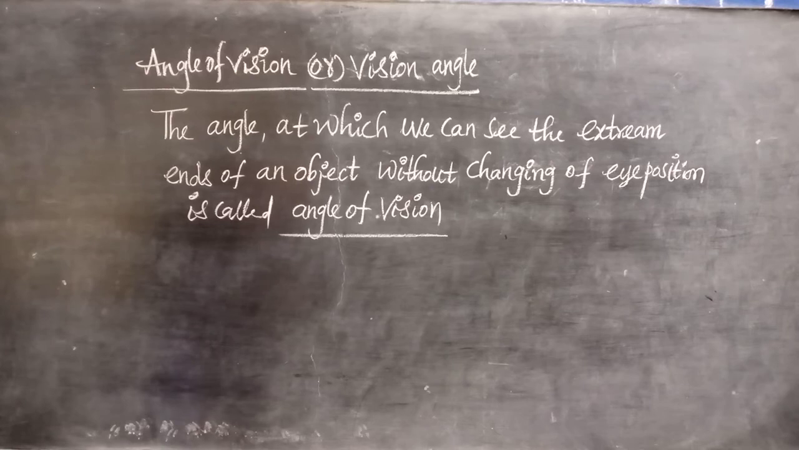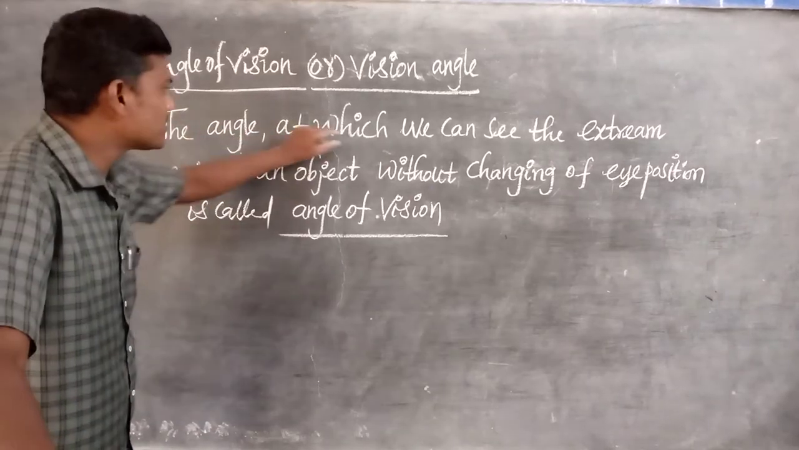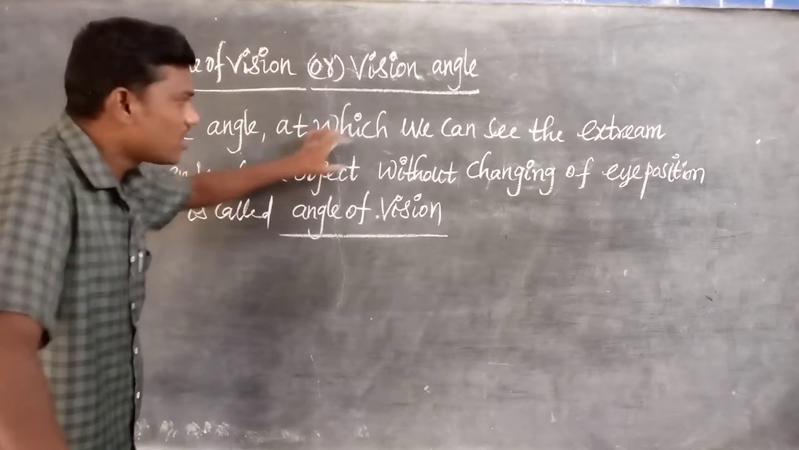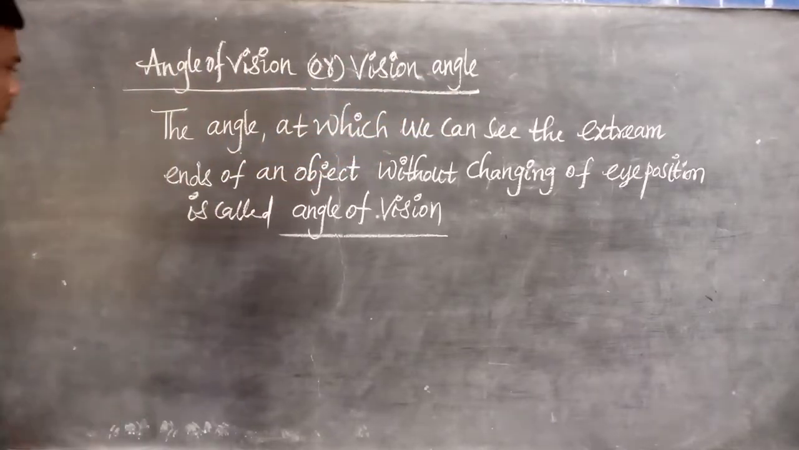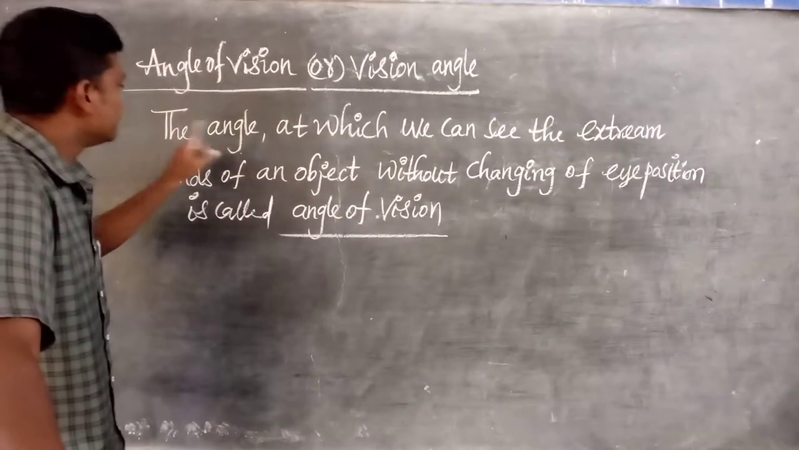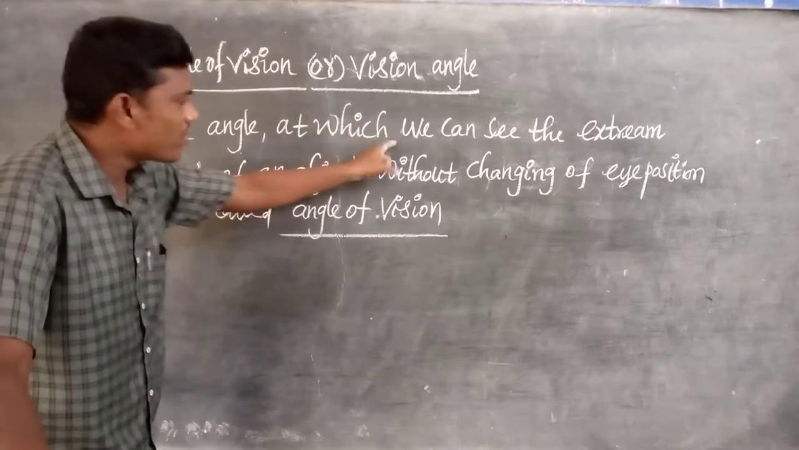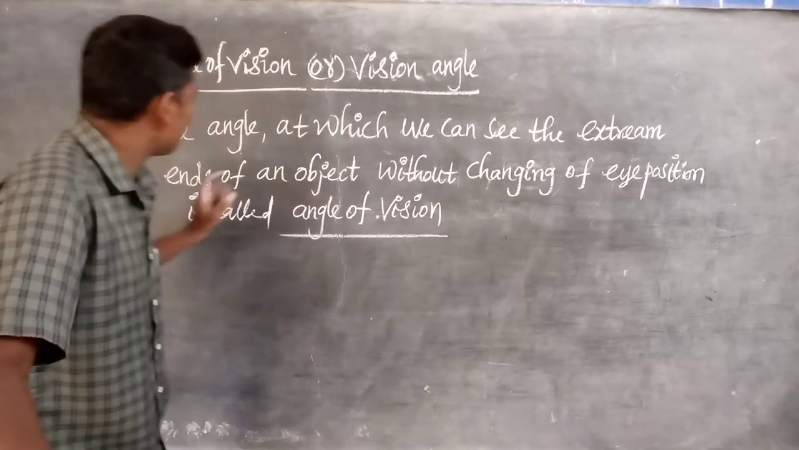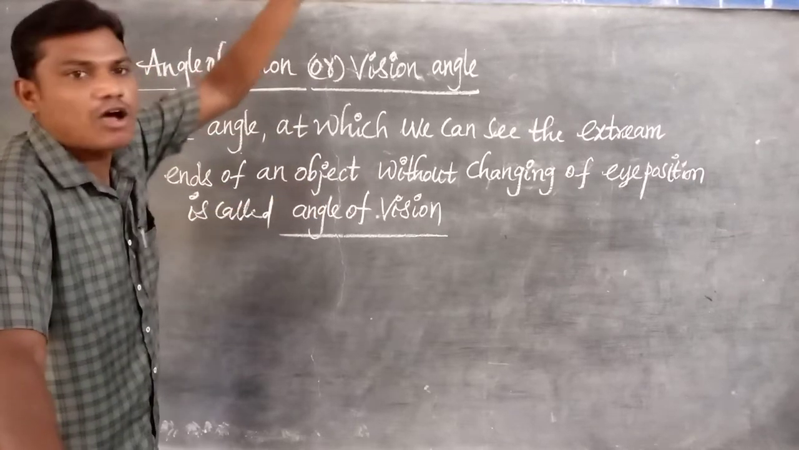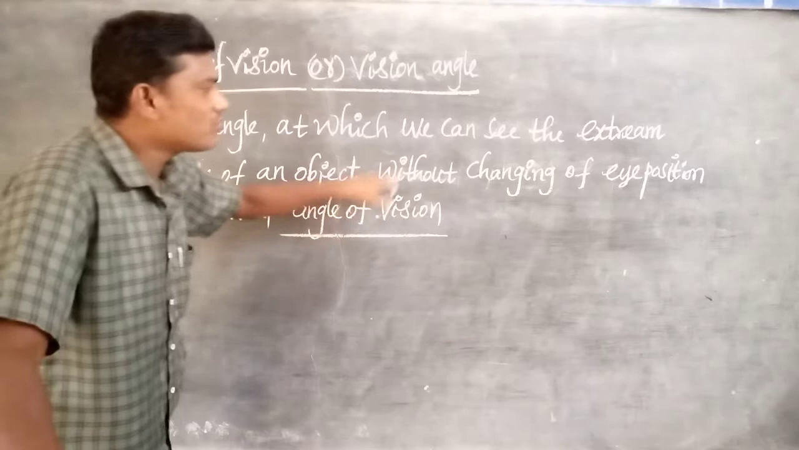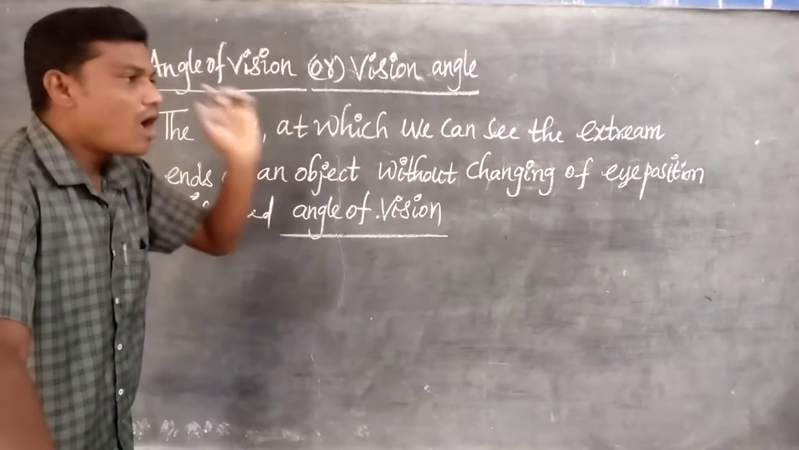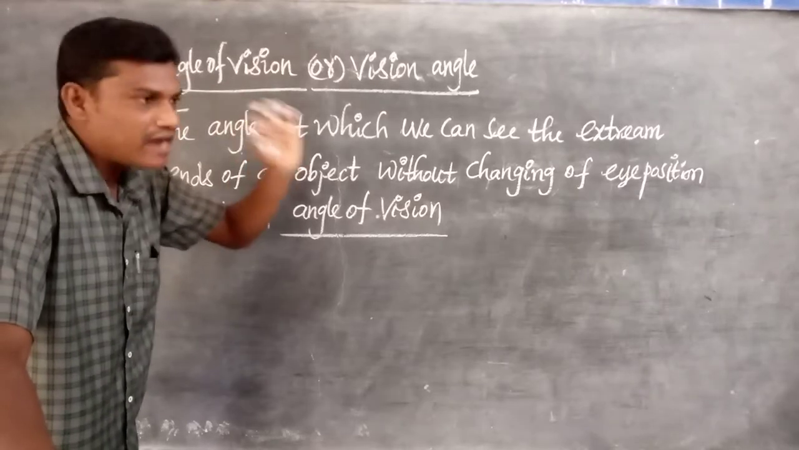So angle of vision means the angle at which we can see the extreme ends of an object without changing our eye position. Once again, listen very carefully. The angle at which we can see the extreme ends of an object, extreme meaning both top and bottom, without changing our eye position. Means our eye position is fixed, so our eye will be kept constant and we try to see.